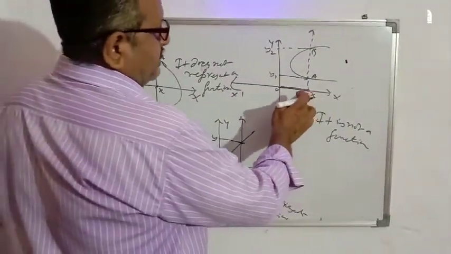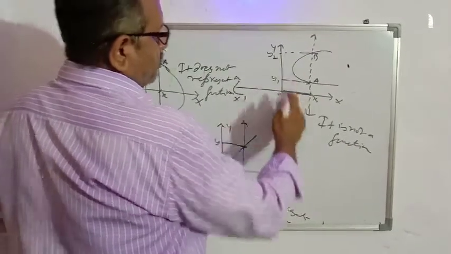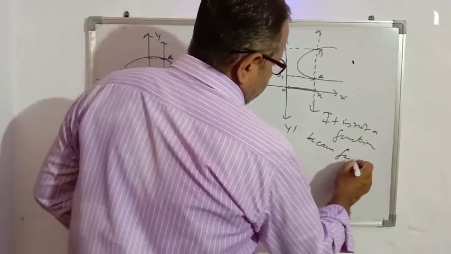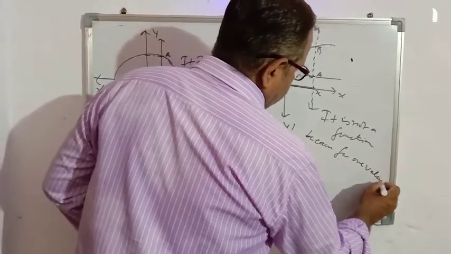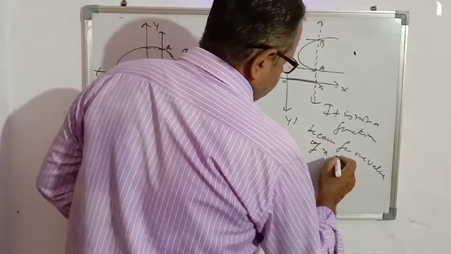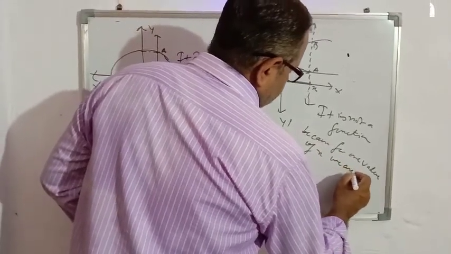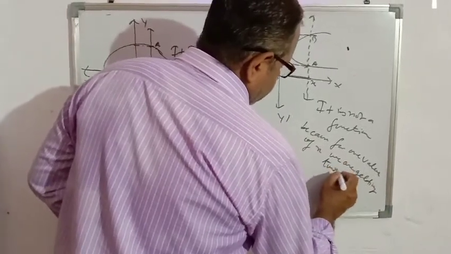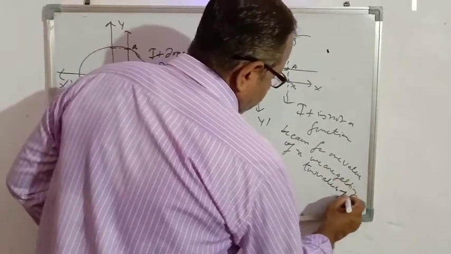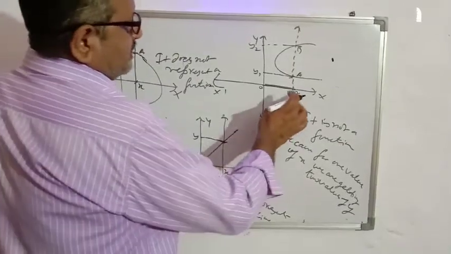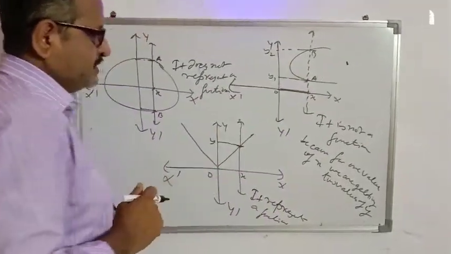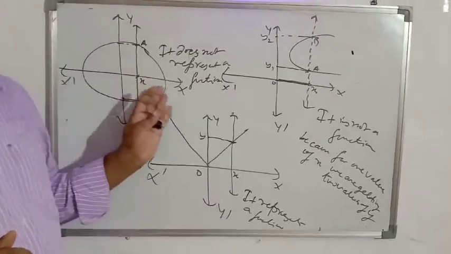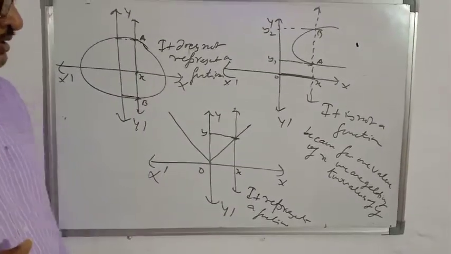It is not a function in this region, because for one value of x, we are getting two values of y. So x is related to two y's. So it is not a function. In this way, we can check whether a given graph represents a function or not.